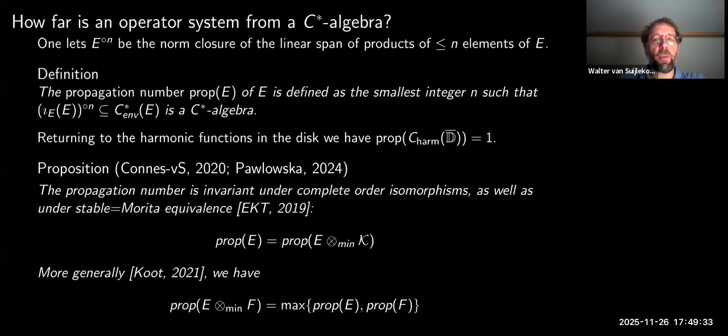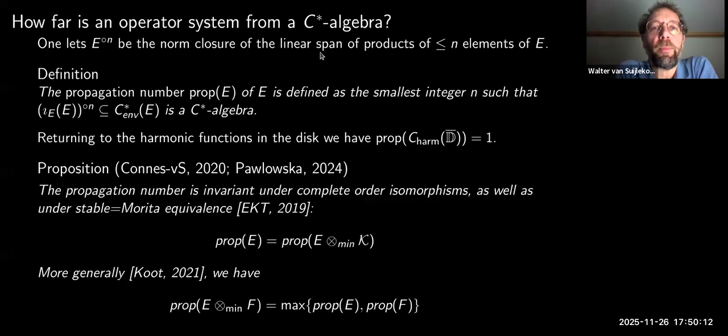Some properties of this are that, first of all, the reason we designed it was to find invariance under complete order isomorphism. So that's actually not too difficult to check because it's all functorial, or it's the universal properties of the C-star envelopes that you use here. The invariance is actually somewhat stronger. It's also invariant under Morita equivalence or tensoring with the compact operators, which is down here. So that's the second ingredient. And more generally, there's been a notion of propagation numbers for the minimal tensor product, which was done by Ian Coates as a master student.